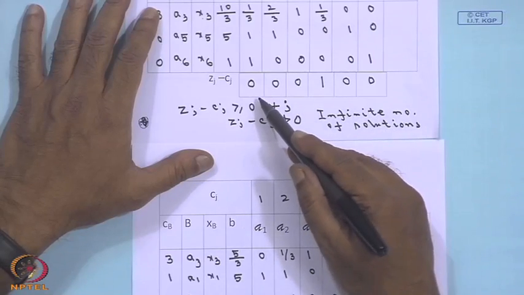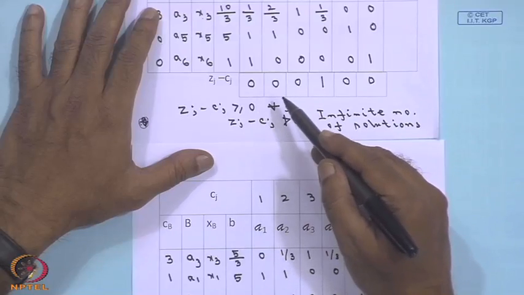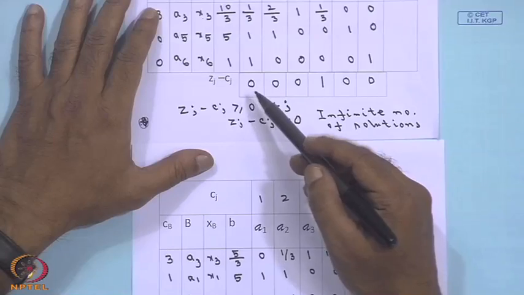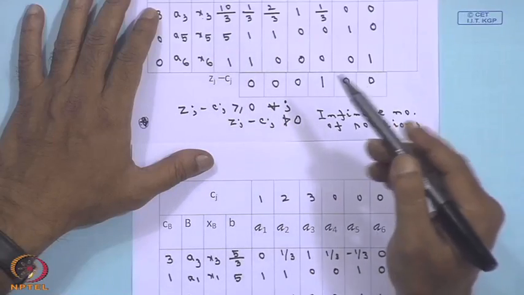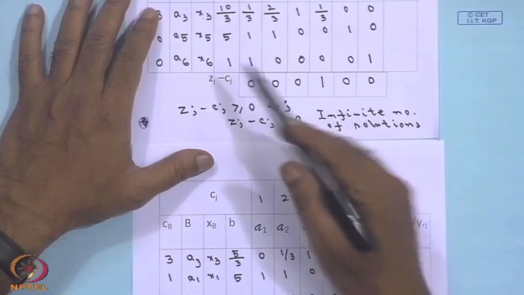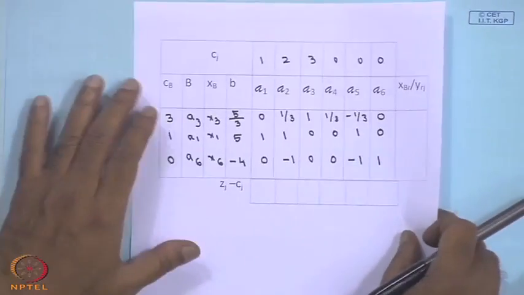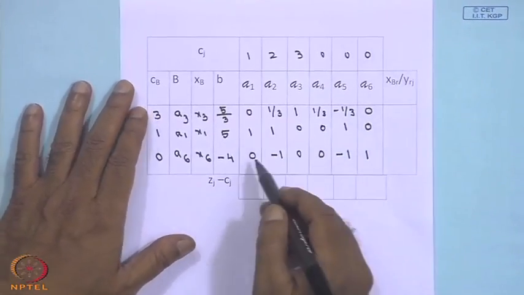Since for the vectors a 1 and a 2 both, the value of z j minus c j is 0, therefore I can take a 1 as the entering vector in the last optimal table, and in the next table I can take a 2 as the entering vector, and I can obtain the other solution. Let us calculate the z j minus c j value now.